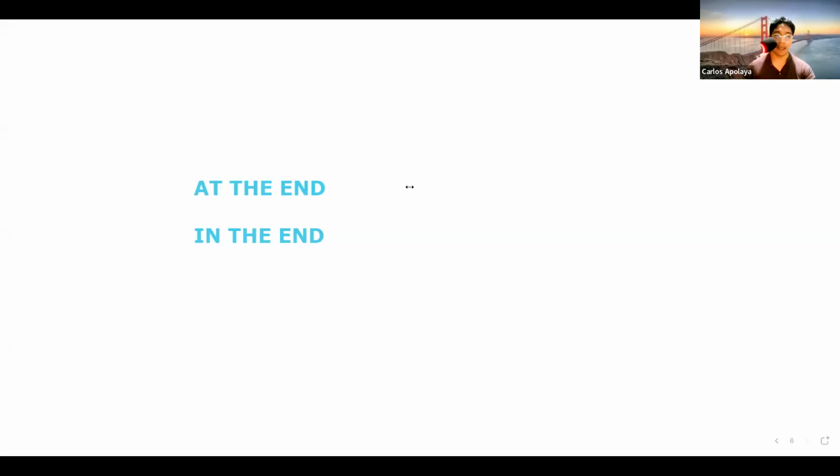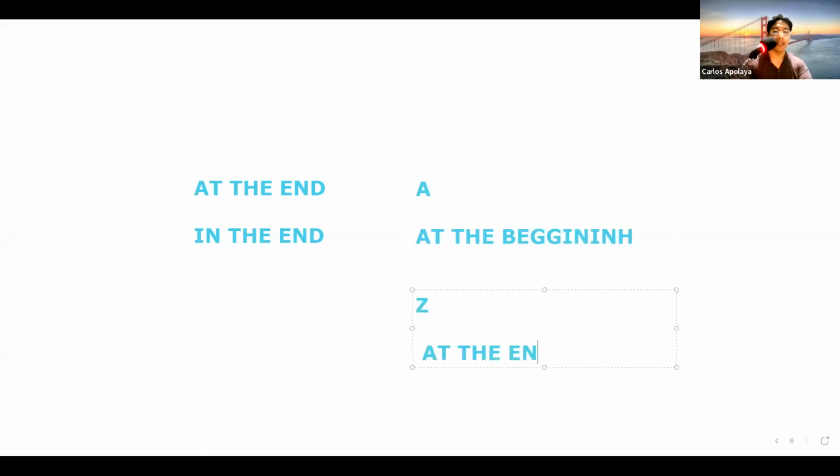A is at the beginning, right? At the beginning. A. And Z is at the end. And in the end of this class, you know the difference between in the end and at the end. You see? Yes. So in the end is in a situation, right? A situation or something.